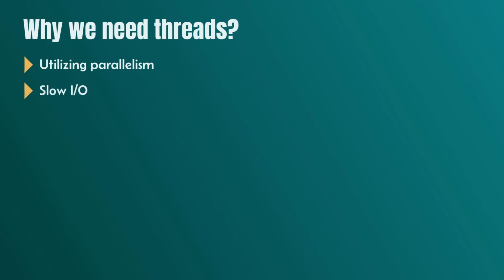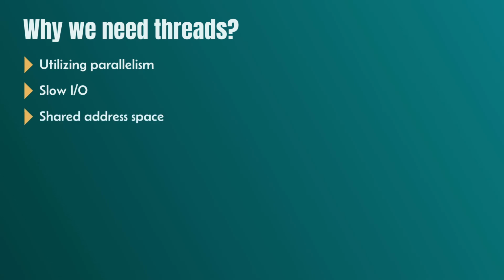Another reason is handling slow I/O operations. If a program must perform slow blocking I/O operations such as network requests or file reads, using multiple threads enables it to continue working on other tasks while waiting for the I/O operation to complete.